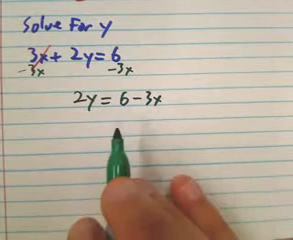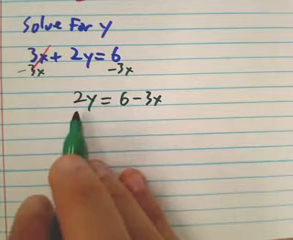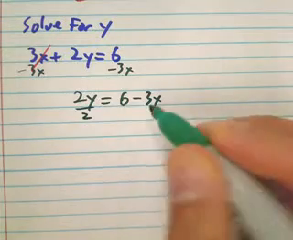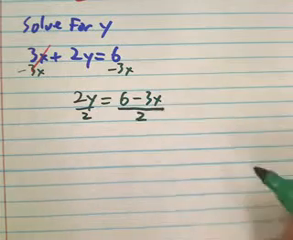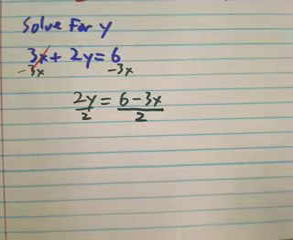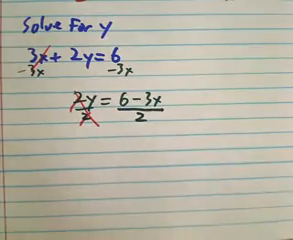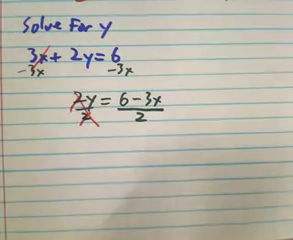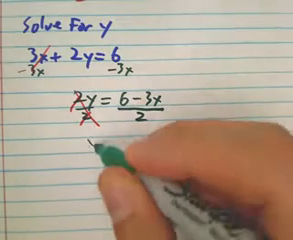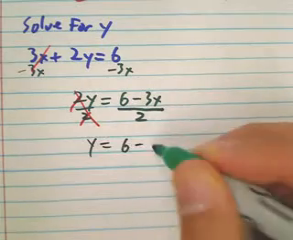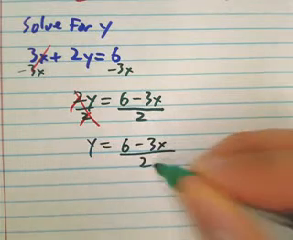Okay? So now next I'm going to divide by that 2, and that will cancel out those 2's. So my final answer: y is equal to 6 minus 3x over 2.